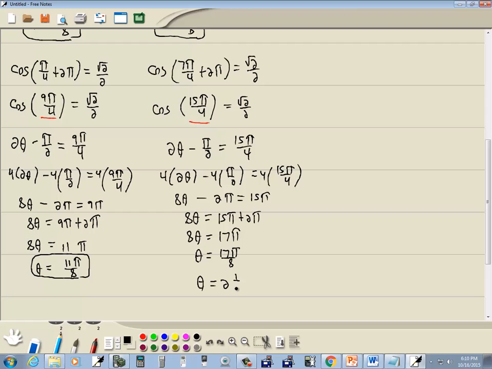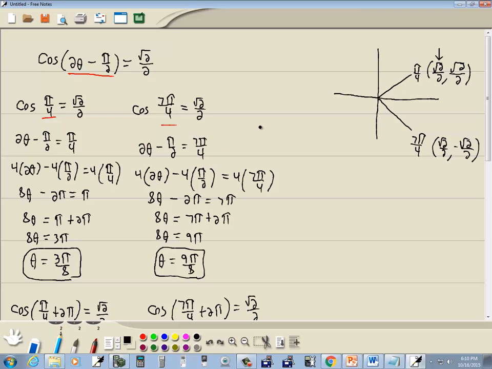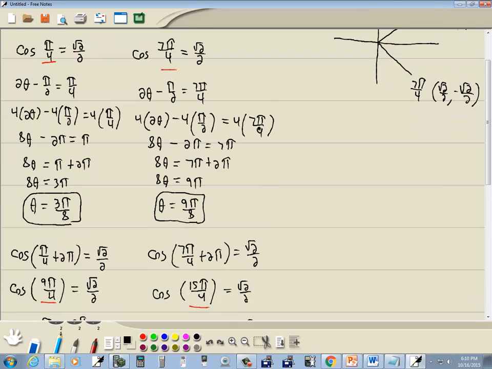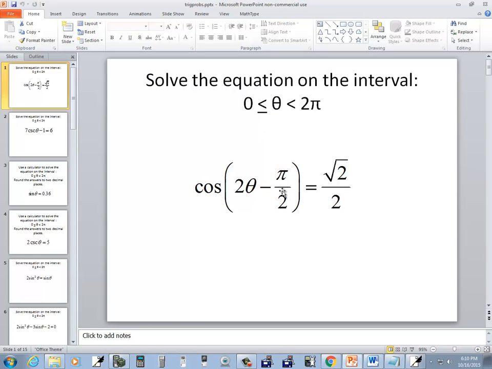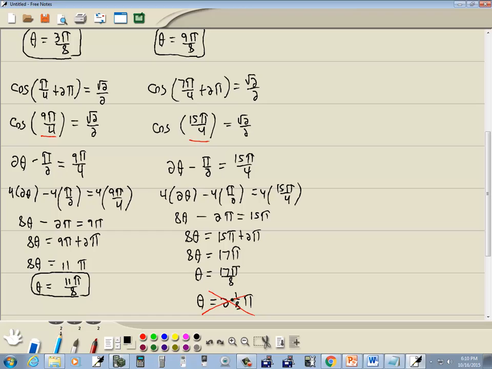that's 2 and 1/8 pi. So all of a sudden we've just gone past 2 pi. So we've got to throw that answer out. Because the only answers we want, I didn't write it down, but the only answers we want are the ones that fall between 0 and 2 pi. So once you go past 2 pi, then you cross that off, and then what we found is going to be our answer to that problem.